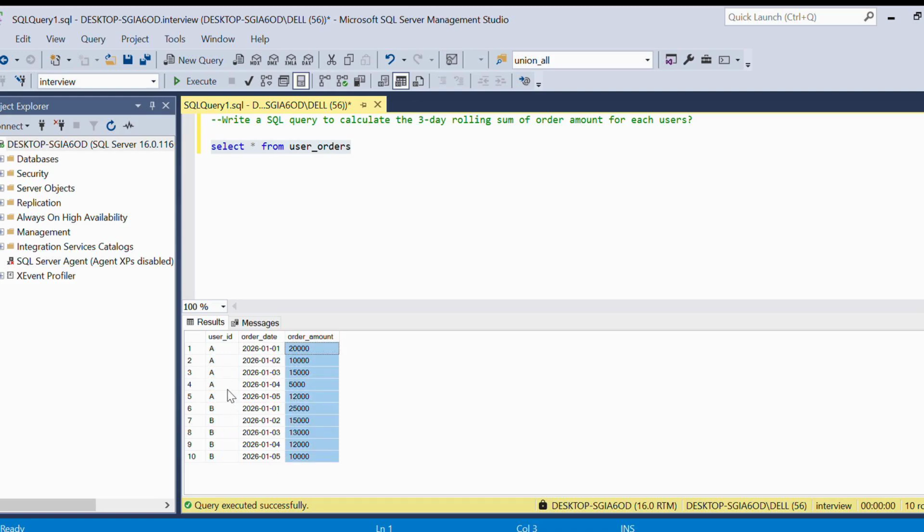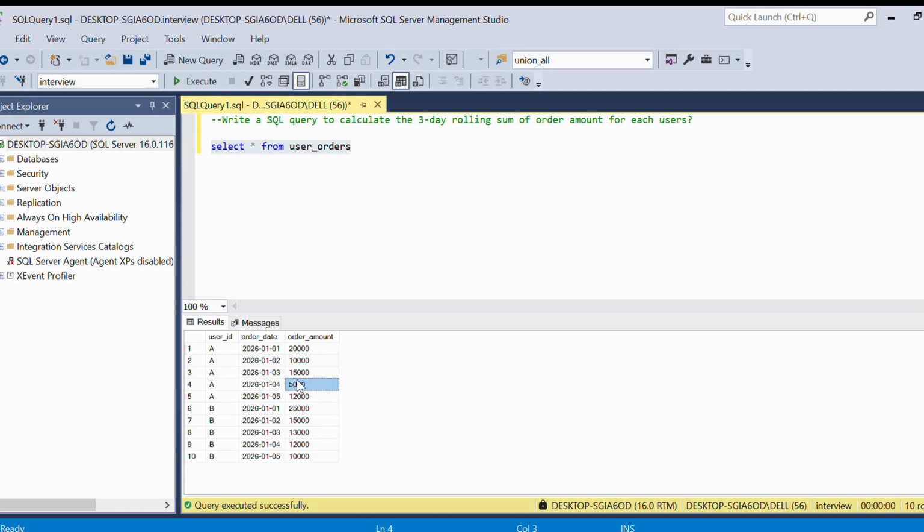Let's understand with an example. For user A we have 5 rows. For the first row the rolling sum would be only 20k because we don't have the previous 2 rows. For the second row the rolling sum would be 10k plus the last 2 rows, but we only have one previous row, so 10 plus 20, the total would be 30k. For the third row, the rolling sum would be the current row plus the last 2 rows, so 15 plus 10 plus 20, and the total would be 45.